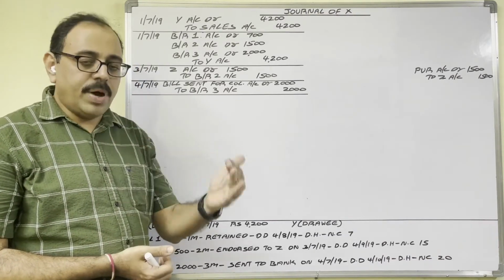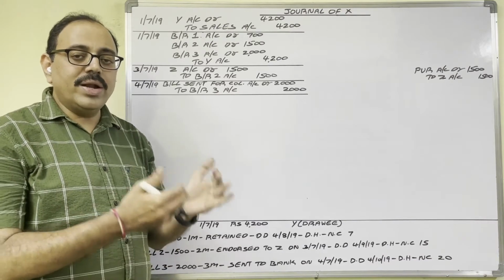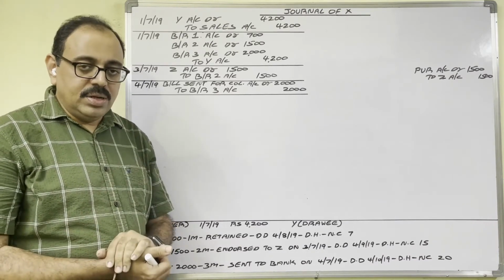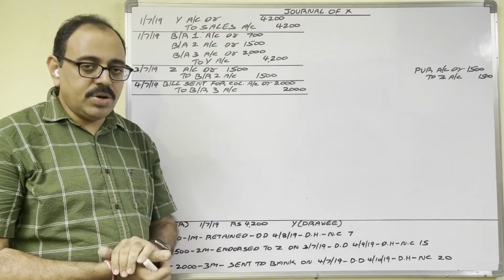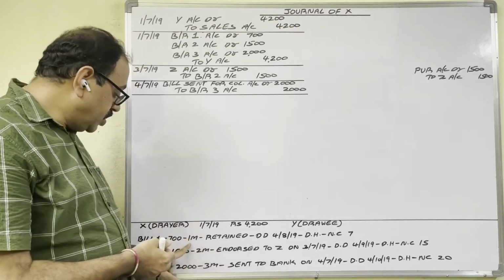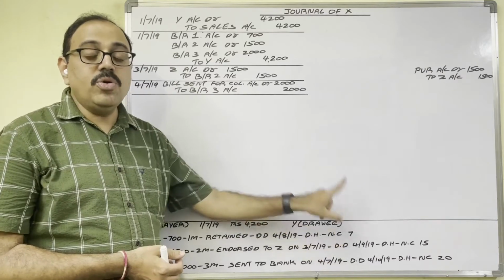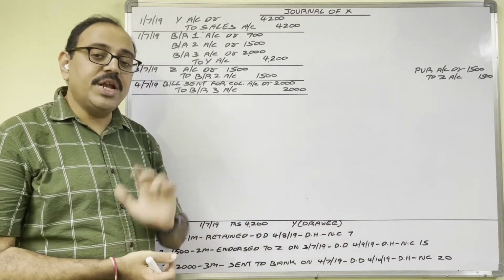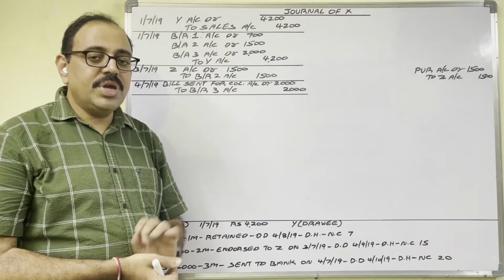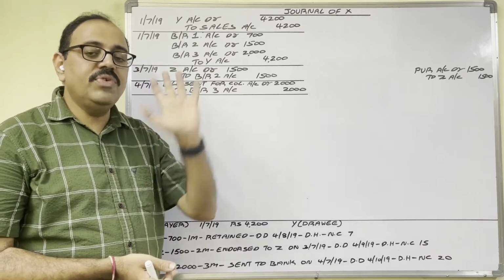And X wants a written proof for this dishonor. So he went to a public notary and he got it noted and protested. And he paid noting charges to the public notary. So on this first bill, the noting charges amount is 7 rupees. About noting charges, I made a separate video. So the video link I am giving in the description box and I am leaving in the iCard.